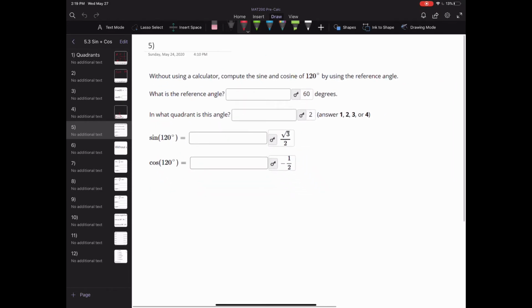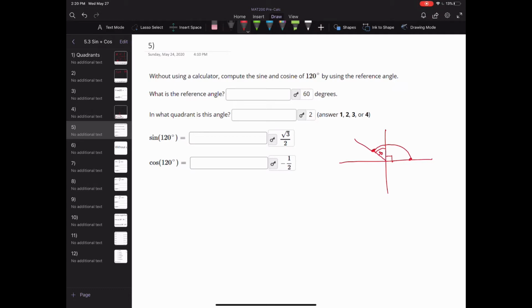Okay. Without using a calculator, compute the sine and cosine of 120 by using the reference angles. What is a reference angle? Let's draw this. If this is our point on the unit circle, by the time it gets here, that's 90 degrees. And how much more does it have to go to get to 120 degrees? Well, 30. So we know that this angle here is 30. Notice which angle that is. That's not the reference angle.